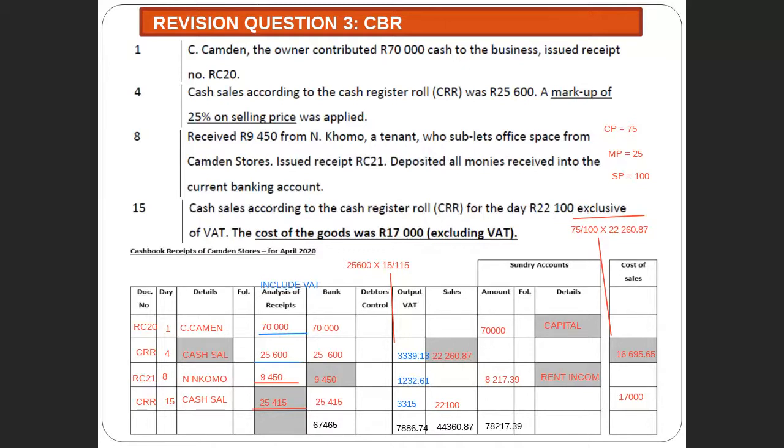4,4,360.87. Okay, thank you. And the cost of sales, please, you must always do this next so that you cannot lose marks. 1,8,395.65. Listen, this is what you must do all the time. Okay? Please make sure that you know how to do this.